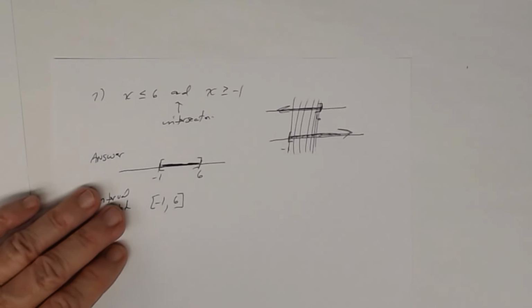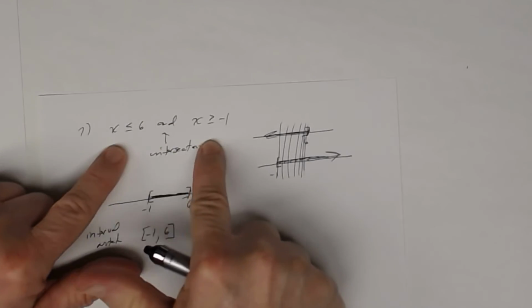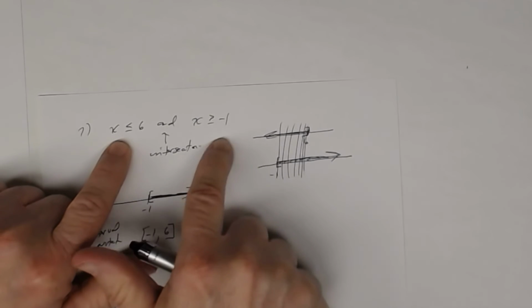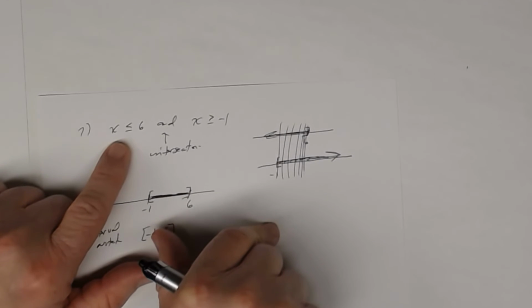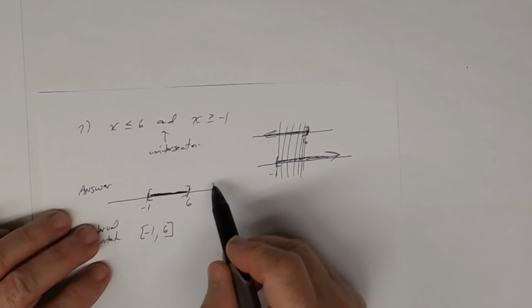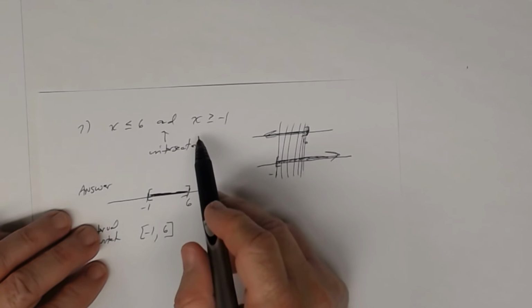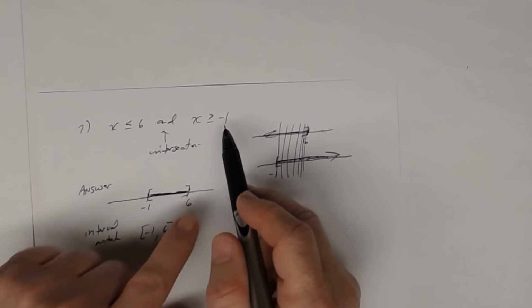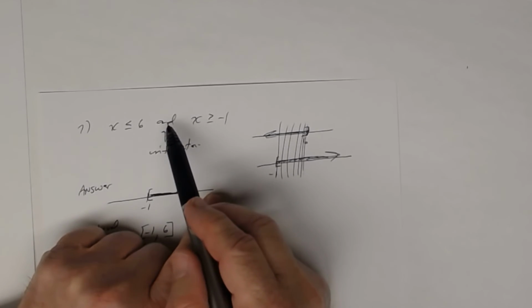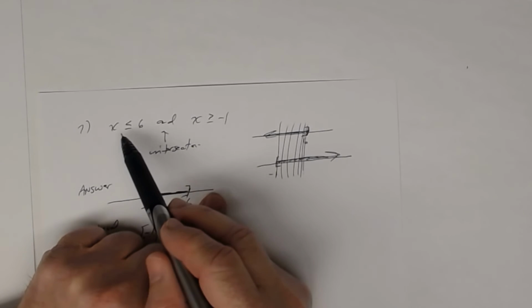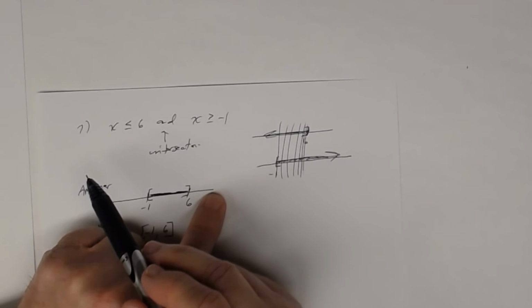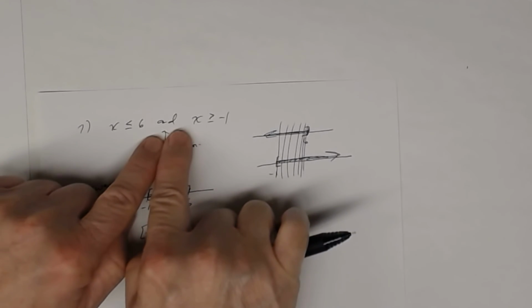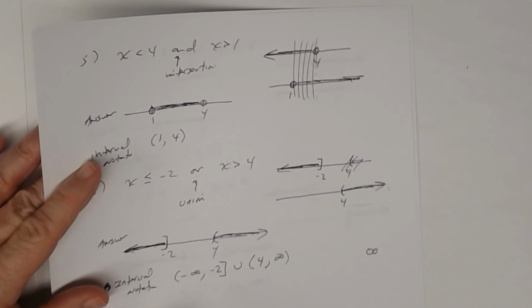Whereas with an AND statement, your solution has to satisfy both of those. So that's why we're looking at the intersection. All right. So for example, the number 8, eight's not shaded, right? But I'm going to ask you this: is 8 greater than or equal to -1? The answer is yes. But why is it not shaded? Because of that AND statement. It's got to also satisfy this. Is 8 less than or equal to 6? No.